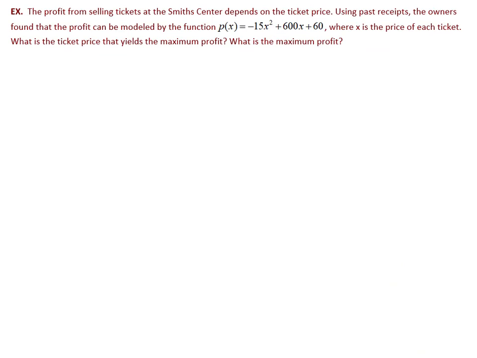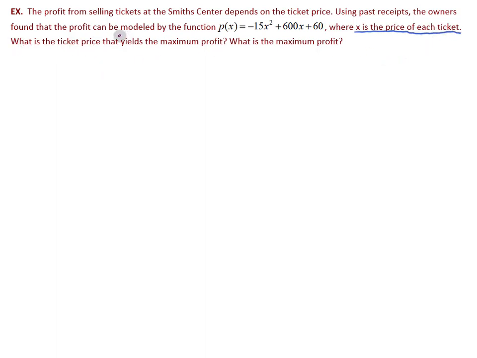Okay, so last, let's end with a word problem that will have to do with our lesson today, quadratics and parabolas. It says the profit from selling tickets at the Smith Center depends on the ticket price. Using past receipts, the owners have found that the profit can be modeled by this function, P of x equals negative 15x squared plus 600 times x plus 60, where x is the price of each ticket. Okay, so they just defined x for us.